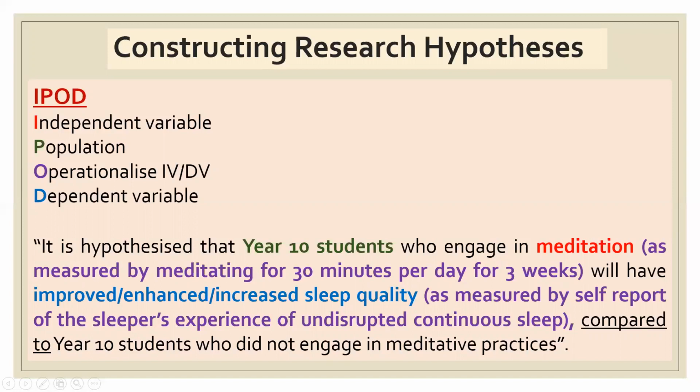When we put a description, when we say, okay, this person will experience increased sleep quality, or this person will experience decreased sleep quality, using those descriptive words like increased and decreased is very important to show the direction of effect. You can't just say we'll have sleep quality. You need to say, is it going to be increased or decreased? So you can use any of these words to demonstrate that. And in brackets, we have as measured by self-report of the sleeper's experience of an undisrupted continuous sleep, compared to, so this is where I mention our control group, compared to year 10 students who did not engage in meditation. Again, the same format, you're just inserting those things into the formula, and that will help you to write out your research hypothesis.